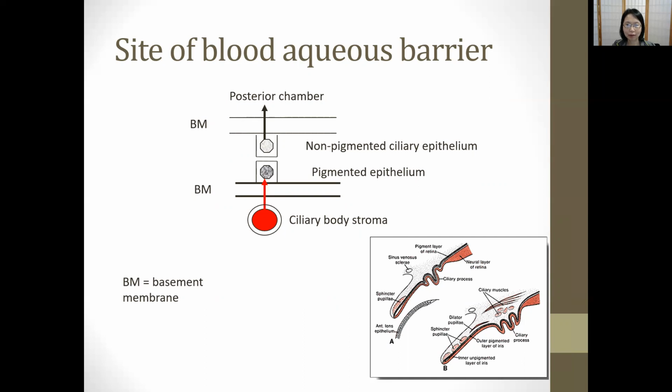Another way to think about it is that different parts of the retina are contiguous with different parts of the ciliary processes. The pigmented layer of the retina is contiguous with the pigmented epithelium, and the neuroretinal layer is contiguous with the non-pigmented ciliary epithelium.